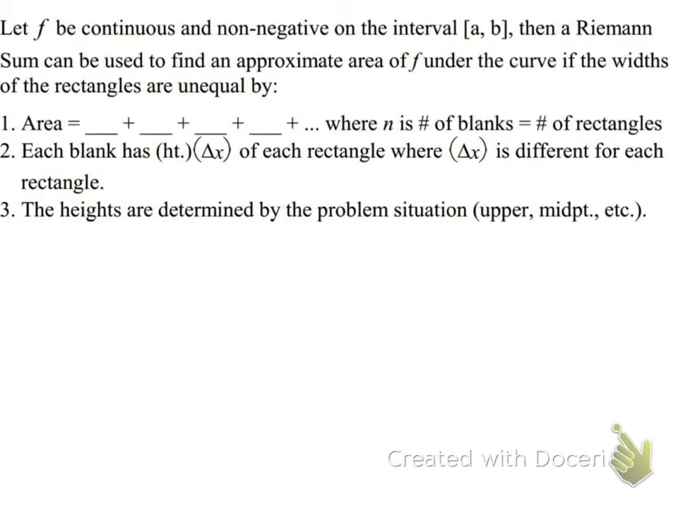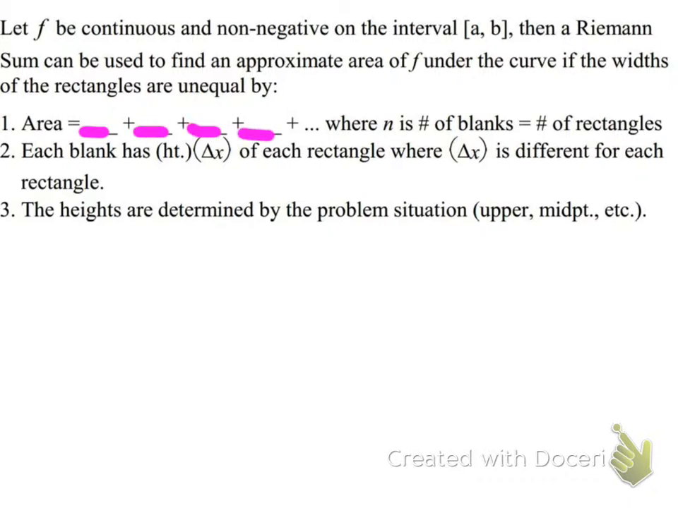So let f be continuous and non-negative on the closed interval [a, b]. Then a Riemann sum can be used to find an approximate area under the curve of f if the widths of the rectangles are unequal, by taking each of the areas. That's what this is describing. Take the area of the first rectangle, take the area of the next one, and just add them all together.